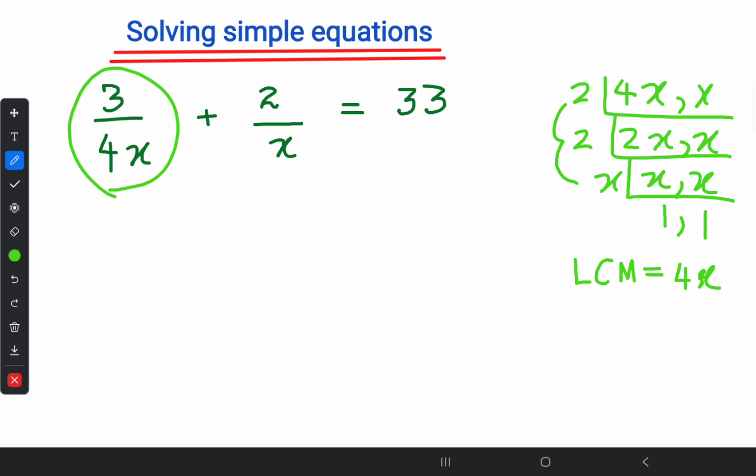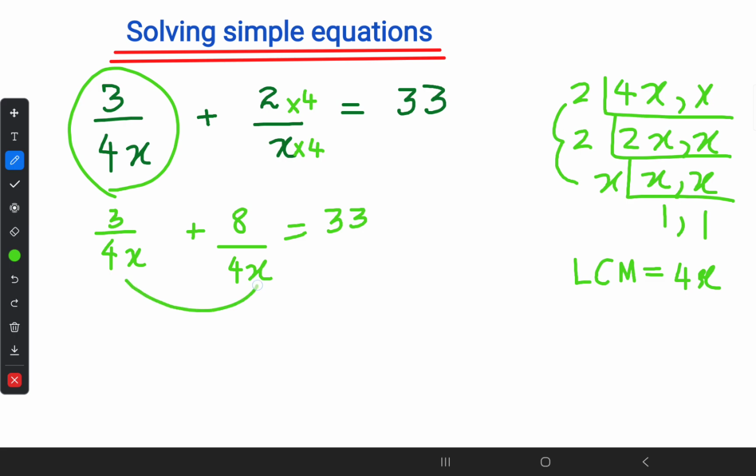So to make the denominator 4x, I am going to multiply this fraction by the number 4 to produce an equivalent fraction. The first fraction remains the same, 3 upon 4x. The second fraction becomes 2 times 4 is 8, and 4 times x is 4x, equals 33. Now look at the denominators. Only after making the denominators identical can we do the operation between fractions.